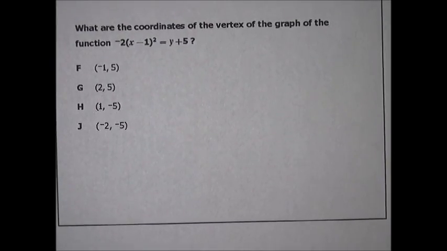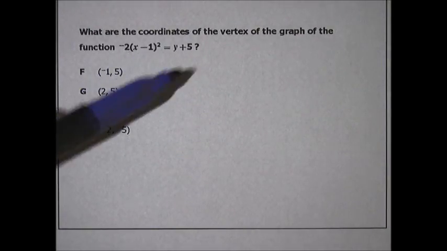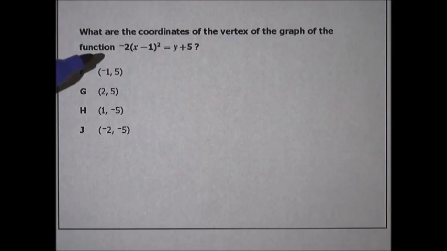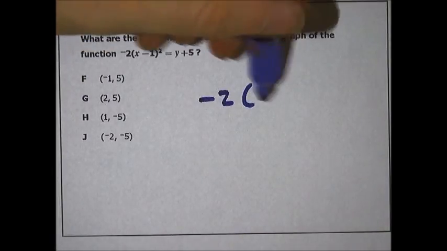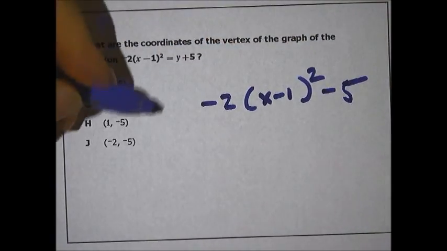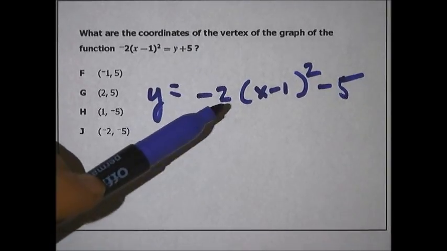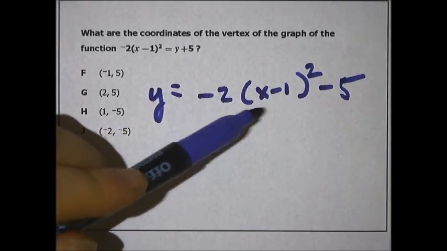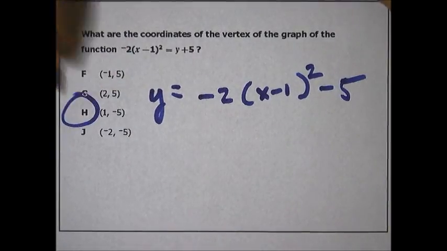What are the coordinates of the vertex of the graph of the function? Currently, it's not solved for y. If I want to solve it for y, I should subtract 5 from both sides. This would then give me -2 times (x minus 1) to the second power, minus 5. Now that I know my equation, I'm saying, what is the vertex? The vertex, if I was to start graphing this, is 1 unit to the right. It is 5 units down. Choice H.